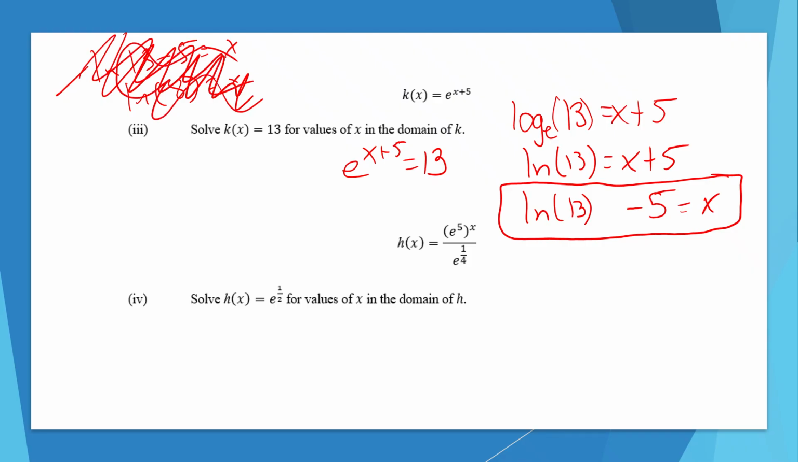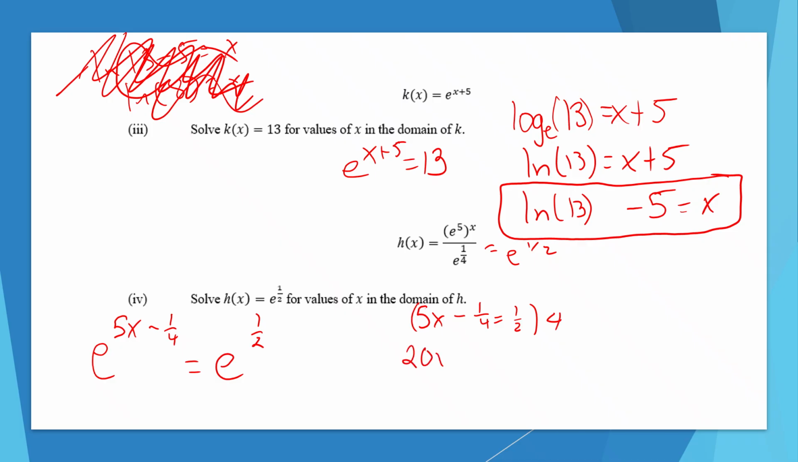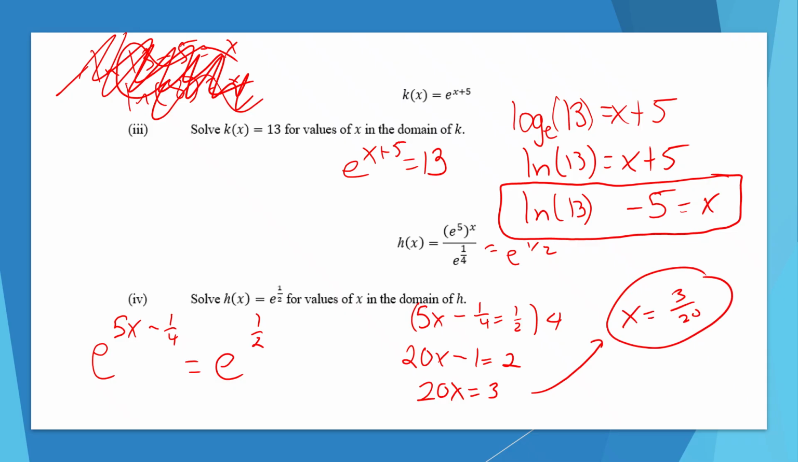The next one, here we are setting this equal to e to the power of 1/2. So this is e to the power of 5x, because we multiply it, minus 1/4, because it's in the denominator, equals e to the 1/2. And then we have 5x minus 1/4 equals 1/2, just setting the exponents equal. And then to solve this, I'm just going to multiply everything by 4 to get rid of the fractions. So 20x minus 1 equals 2. 20x equals 3. And then you should get x equals 3 over 20. No simplifications can be made there. So that should be our answer for x for part 4.